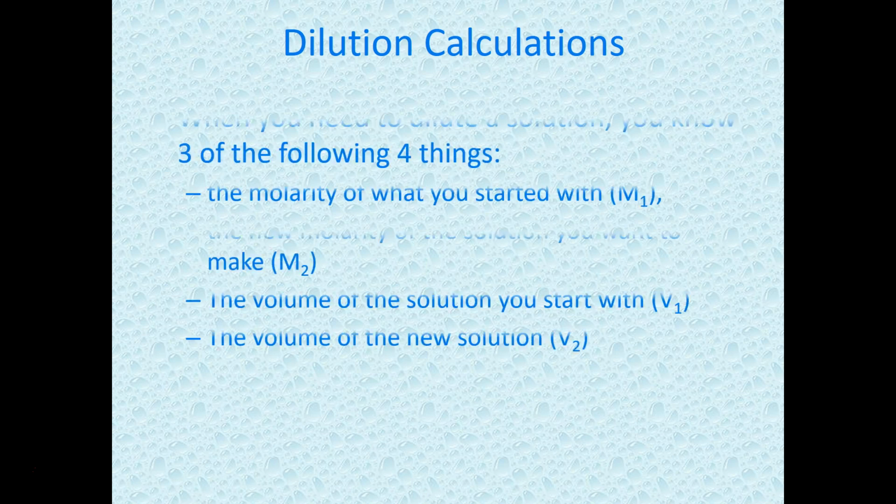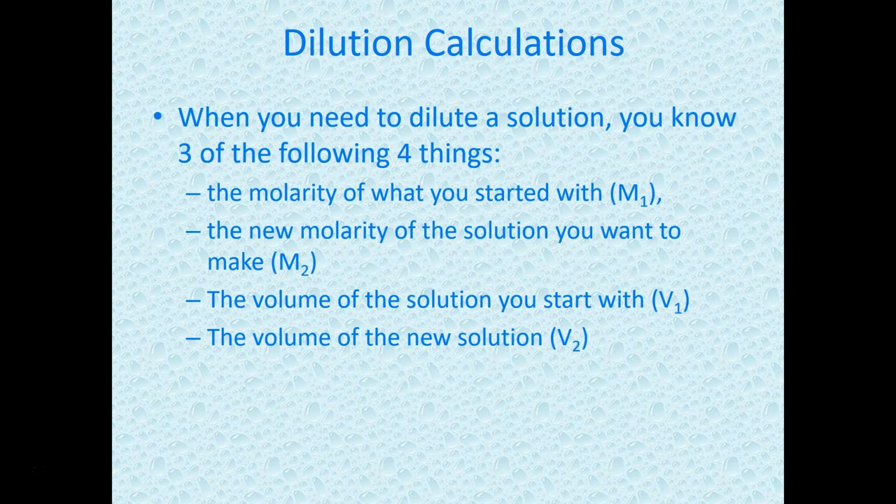Now you can do calculations with dilutions. Don't freak out, it's a super easy calculation to do. So when you need to dilute a solution, you know 3 of the following 4 things. You know the molarity of what you started with, the new molarity of the solution you want to make, the volume of the solution you start with, and the volume of your new solution. So you need to know 3 of those 4 things. Whatever thing you don't know is the thing you are solving for.